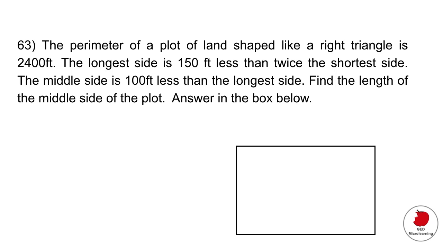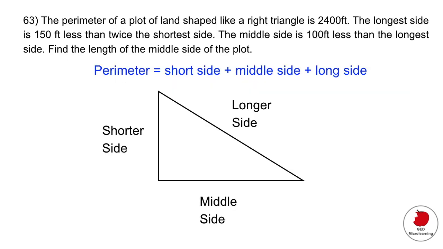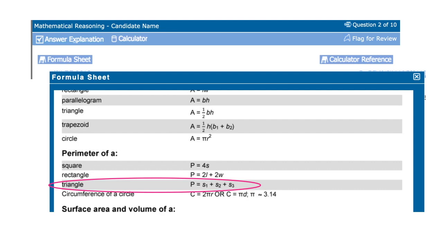Okay, so this is a bit of a tongue twister, but essentially what they're asking us is the perimeter. Okay, so remember perimeter is kind of the distance around a figure or a shape. In this case, you would add that side plus that side plus that side. In the case of this triangle, it's adding the short side, the middle side, and the long side. And if you forget that, head over to your formula sheet, there's the formula, okay? P equals side 1 plus side 2 plus side 3.